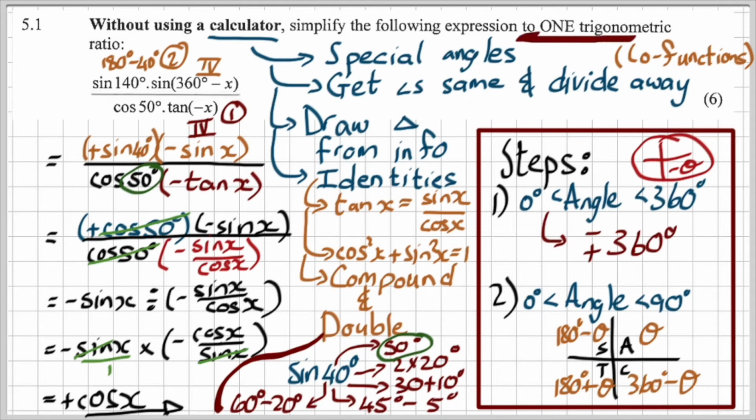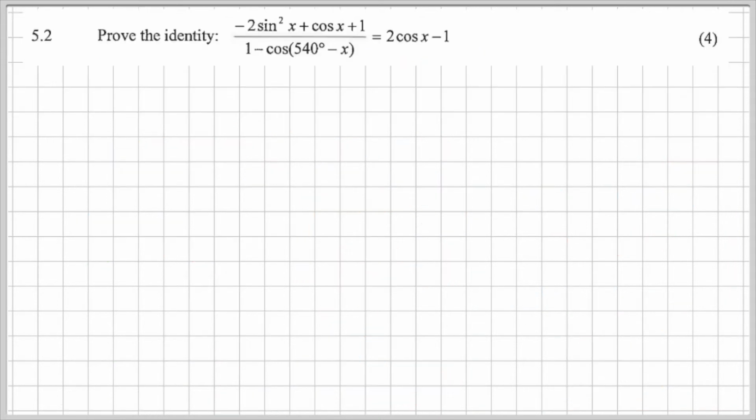Simplify into an expression that has one trigonometric ratio. Does this answer the question? Yes. So I'm going to move on to the next question. Boom. Question 5.2. Prove the identity.